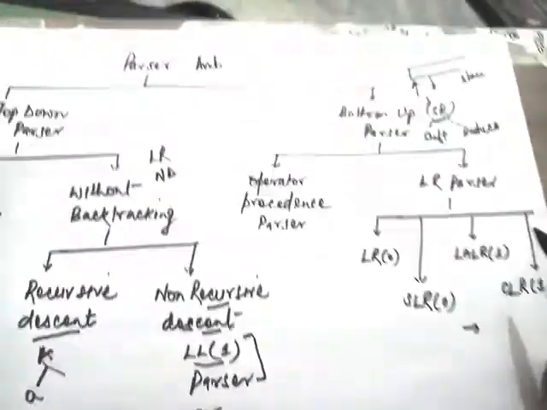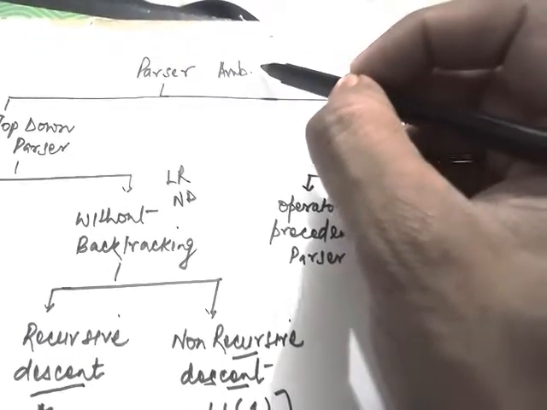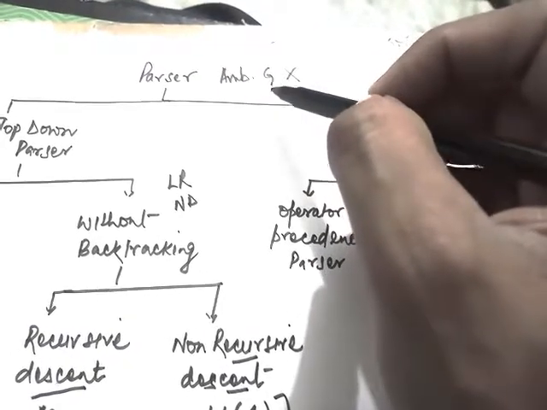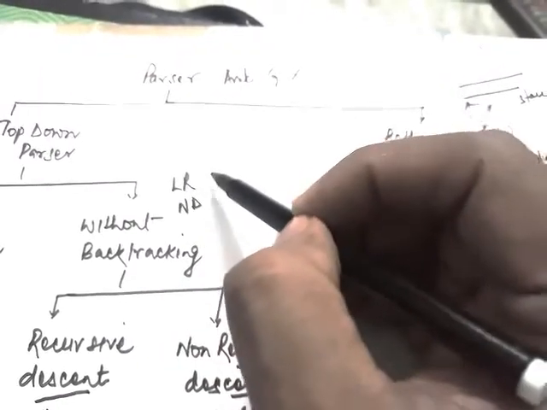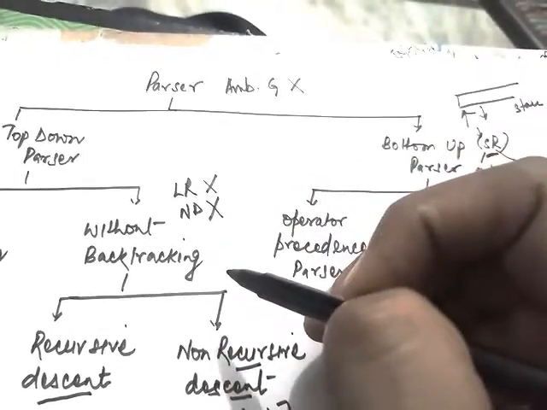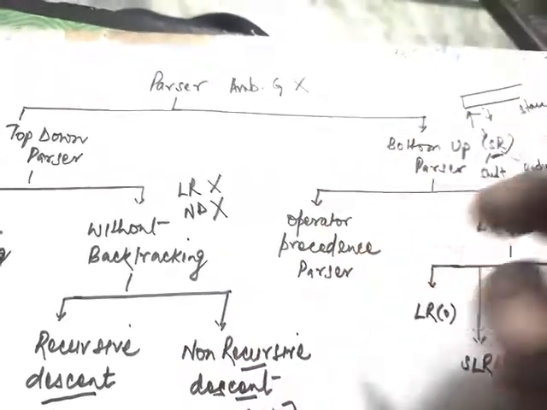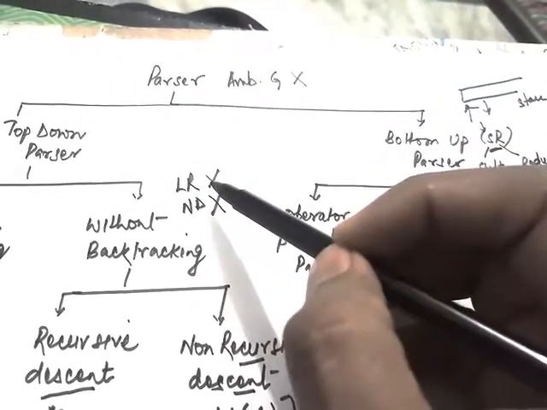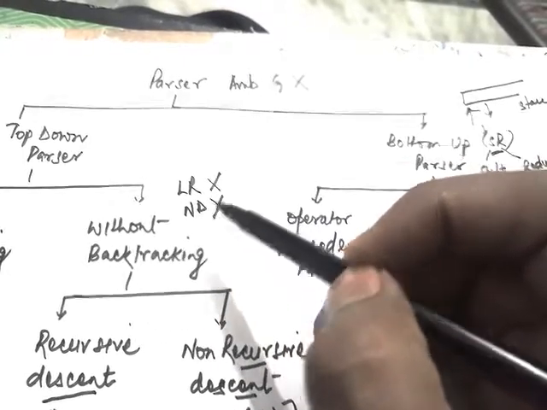And one more thing: all the parsers do not support ambiguous grammar. And your top down parsers do not support left recursion, and they do not support non-deterministic grammar. So we have to keep in mind that whenever we are going to use a top down parser, the grammar should not be ambiguous, the grammar should not be left recursive, and the grammar should not be non-deterministic. So we have to keep it in mind.